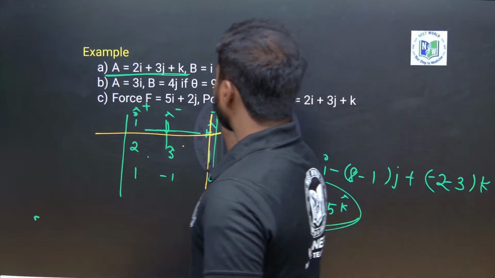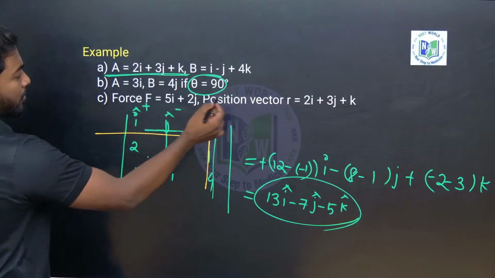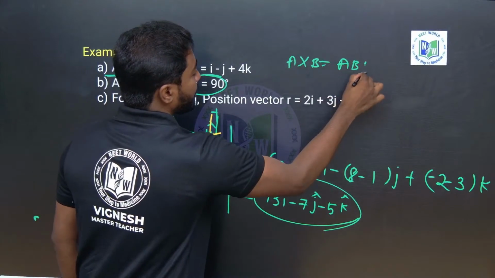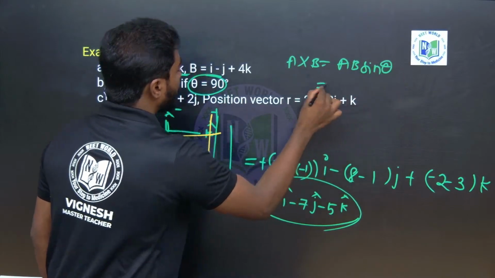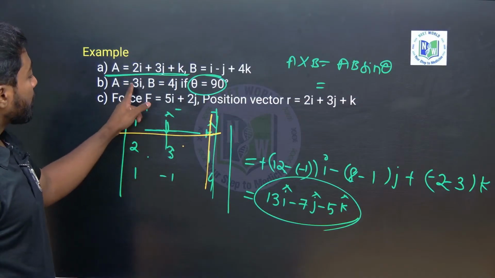Yeah, easily we can say the angle is 90 degrees. So sin 90 is 1. So A cross B is equal to AB sin theta. So what is A? It is 3 i cap, 4 j cap. So i cross j.